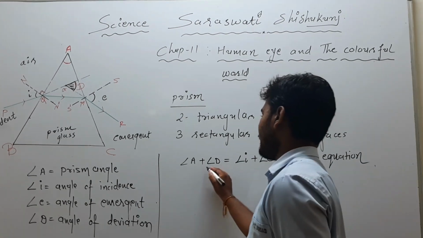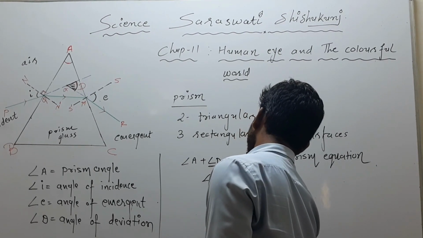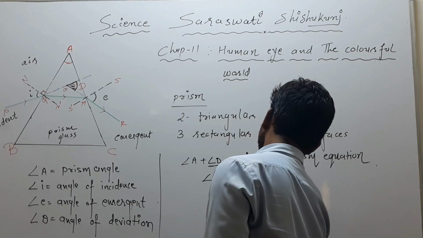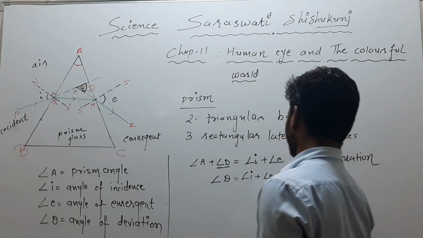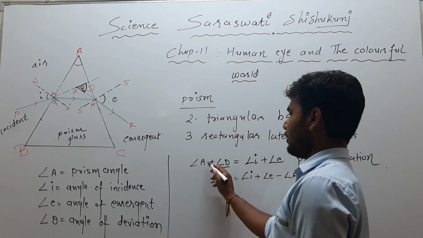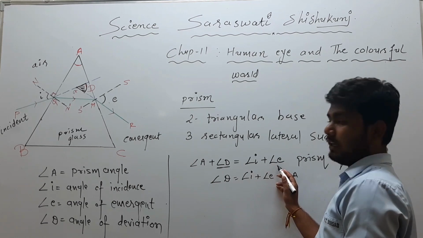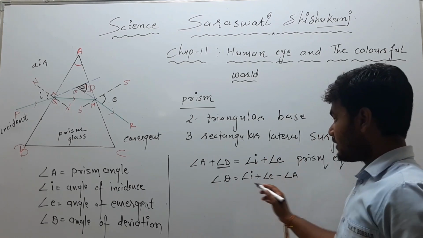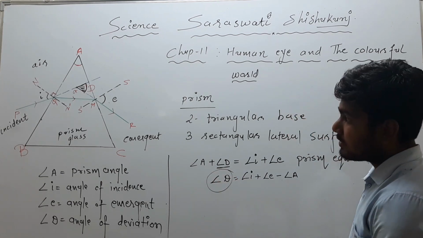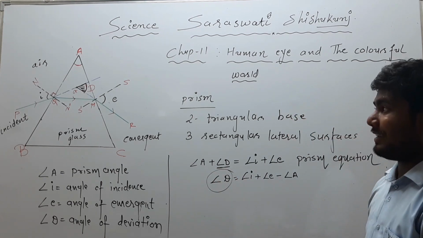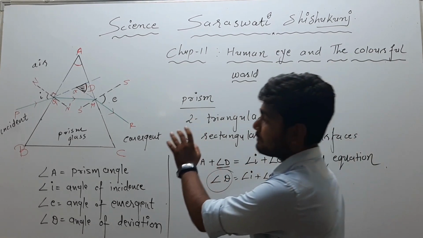By that you are able to find this angle D. So angle D is equal to angle I plus angle E minus angle A. Because the prism angle will be known by us, the incident angle we can decide, and the emergent angle we can observe. So by that we are able to find out the angle of deviation. This way we can understand the question on refraction due to a glass prism.